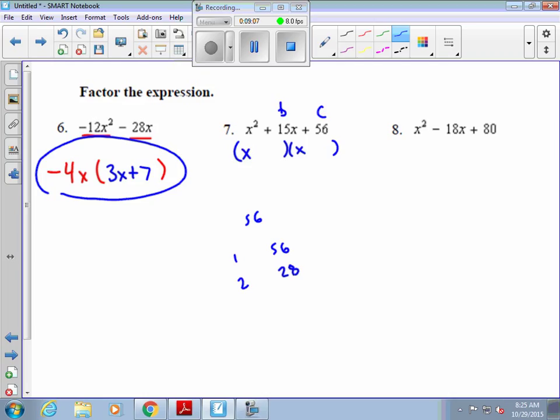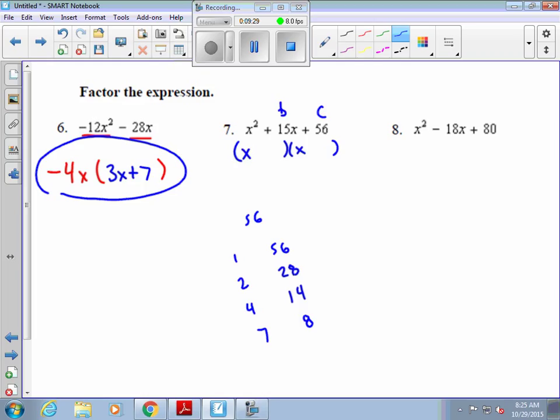3 doesn't go into it. 4 does. 4 goes into 15 once, and it goes into 16 4 more times. So 14. 5 doesn't go into it because it doesn't end in a 5 or 0. 6 doesn't go into it. 7 does, and 7 multiplies by 8. So those are your 4 pairs of factors to get to 56.